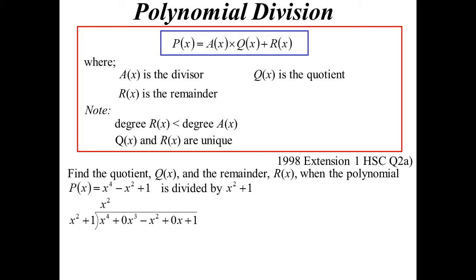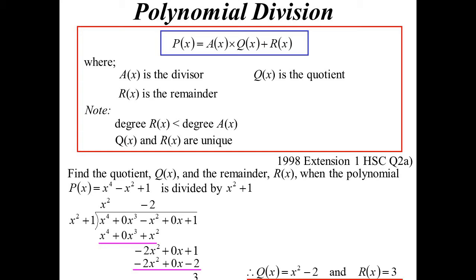So x to the power of 4 divided by x squared would be x squared. Then we go and multiply. So we get x to the 4 plus x squared. And then we subtract down. And I get minus 2x squared. Bring down those other terms and start again. Minus 2x squared divided by x squared is minus 2. Multiply out. And I now have 3, but the degree of that, of course, is 0, and that's less than the degree of my divisor, so I stop there. So the quotient is x squared minus 2, and the remainder is 3.